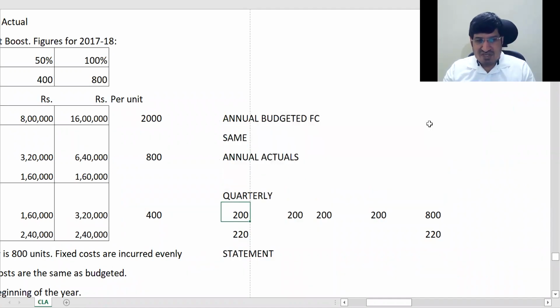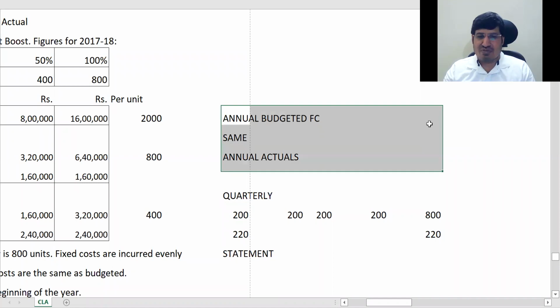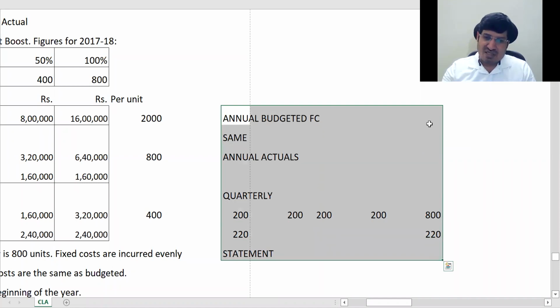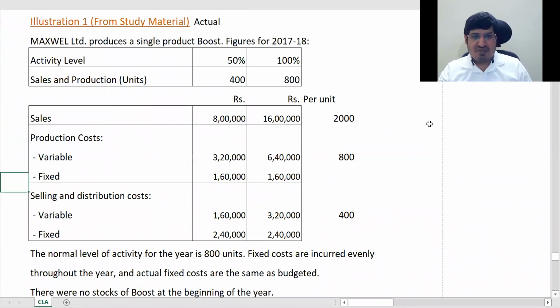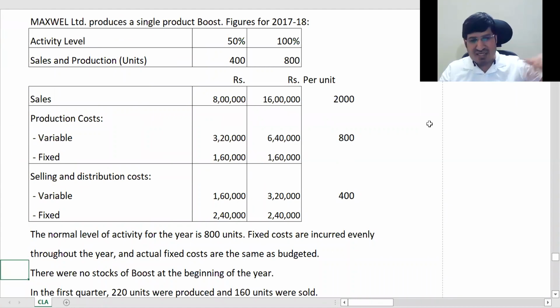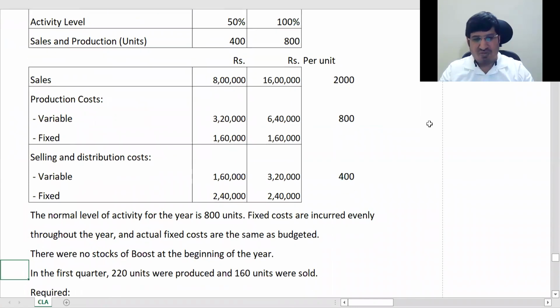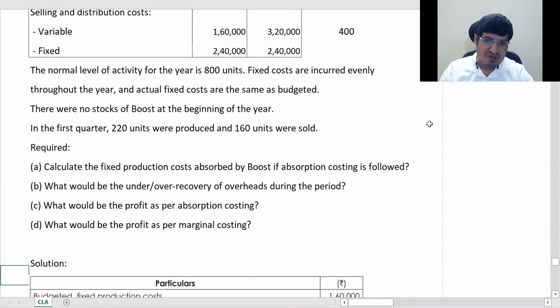So now first quarter is 200 should have been the budgeted, but actuals are 220. So now we have to find over under absorption and all that, okay? You do see this problem once more, you will understand, okay? It's not very complex, it's just big, okay? Too much of data is there, so let's see.